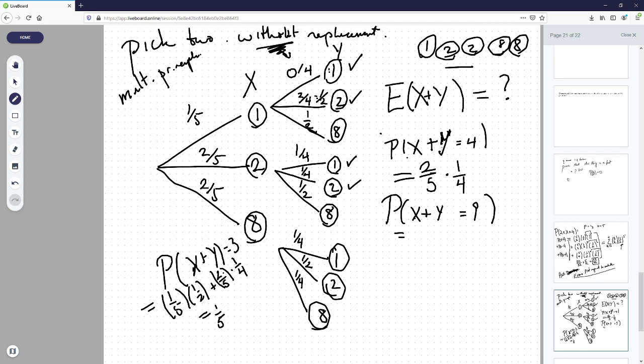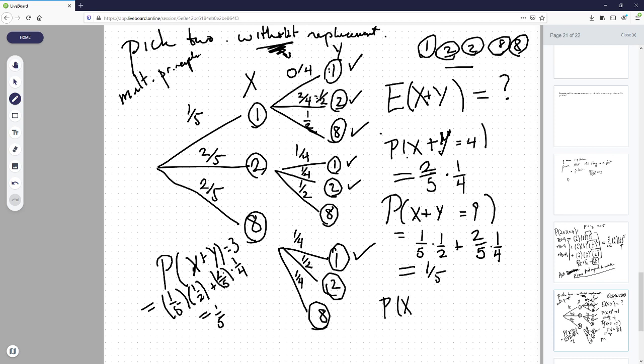So the things that get us to 9 are 1/5 times 1/2 plus 2/5 times 1/4. Which again actually is equal to 1/5, right? Because this is 1/10, another 1/10, so this is 1/5 total. And that takes care of this one and this one. So we only have two things left.